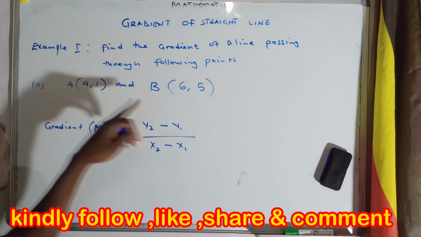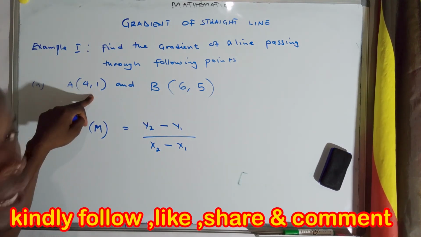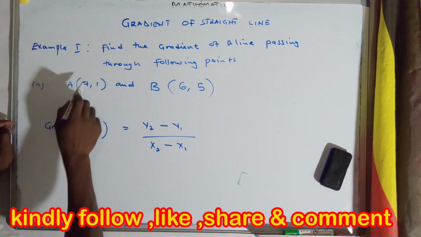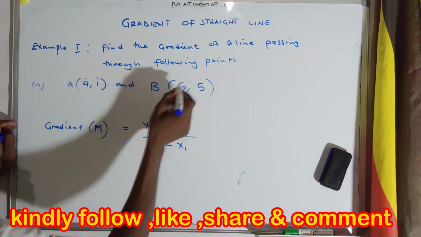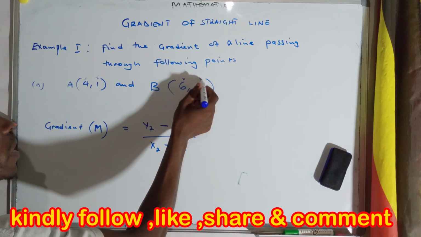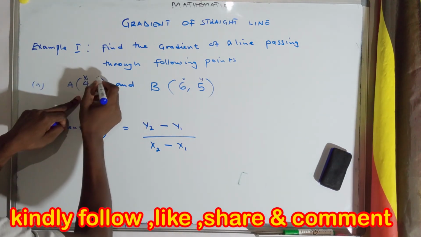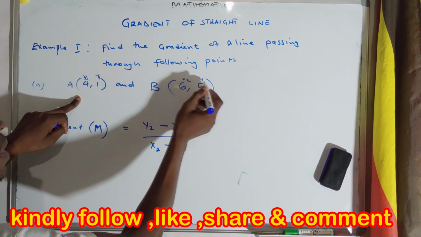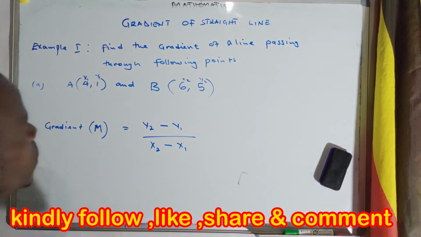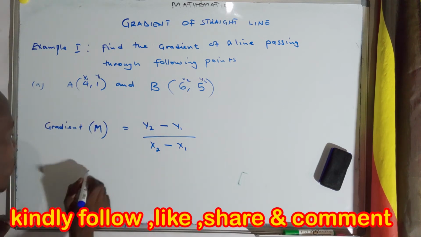These points, first of all, you have to note the first one, x1 and y1. Remember the points you see, the first one is x and the second one is y. So here 4 is x1, 1 is y1, here is x2 and here y2. After that, you come here and substitute them.